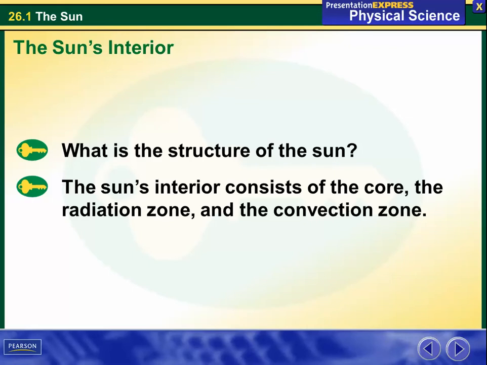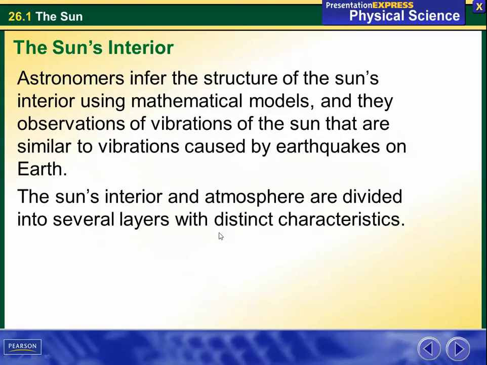So, the first part is just the interior of the sun itself. There is the core, what's called the radiation zone, and the convection zone. So, those three make up the interior. That would be what you need to know. The interior of the sun is these three zones right here.